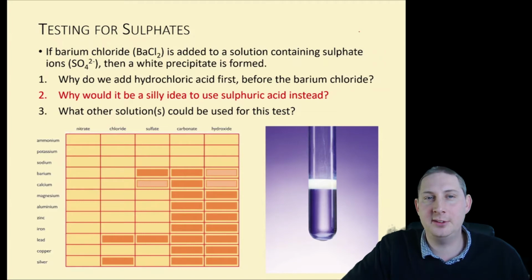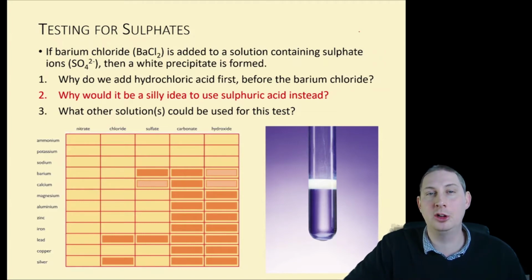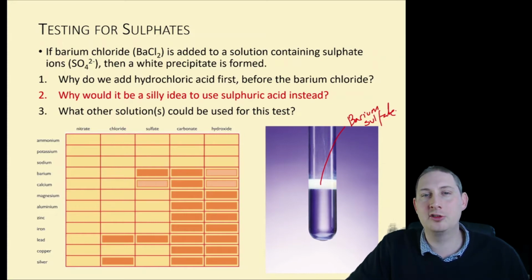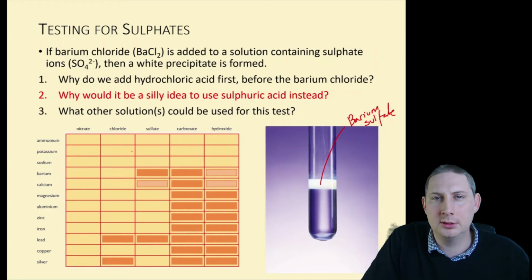So how does this test work? Well, if we add barium chloride to a solution containing sulfate ions, we get a white precipitate of barium sulfate. We often add hydrochloric acid first.